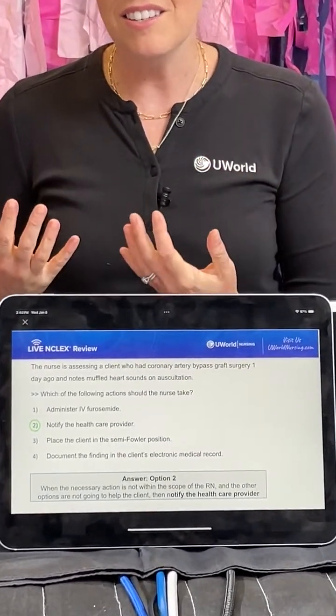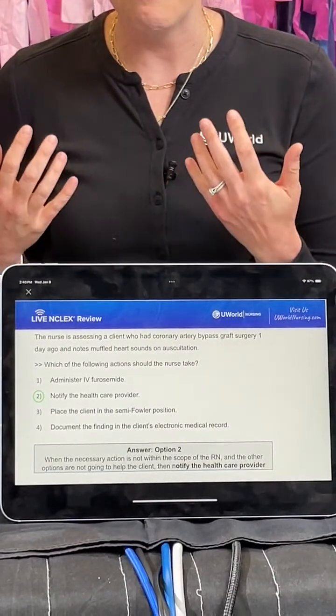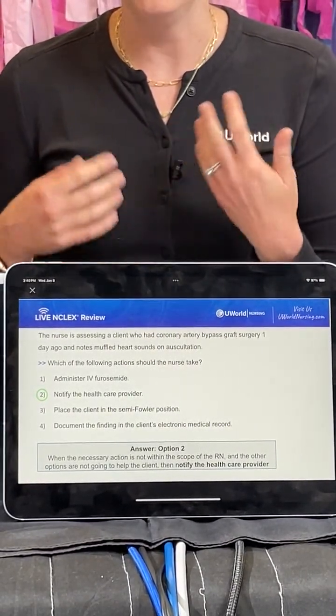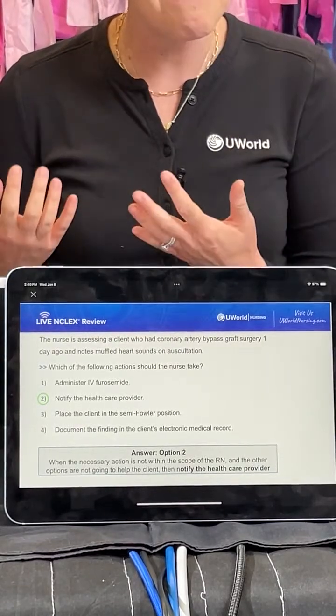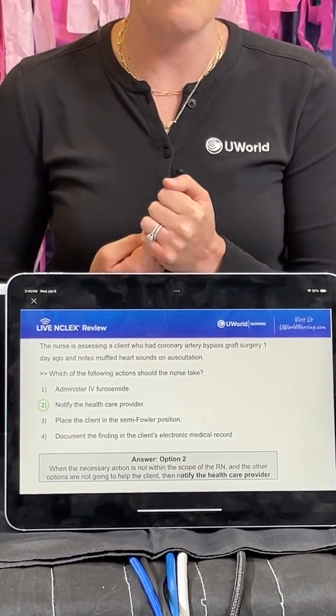So our correct answer on this one is going to be option 2, notify the healthcare provider. So this is always a tricky option choice to pick as being correct. A lot of times we know that's not going to be the correct answer, but it can be the correct answer, which is what we're seeing in this question. So what we're seeing here is a client who had bypass surgery, but they're noting something that could be indicating a complication. With muffled heart sounds on auscultation, this can indicate cardiac tamponade, which is a life-threatening complication.